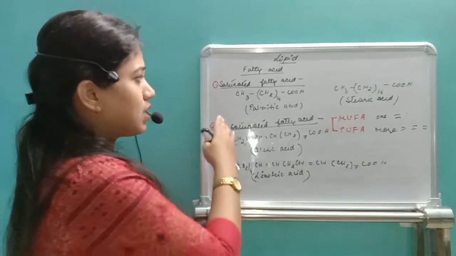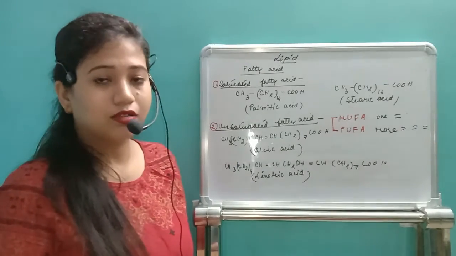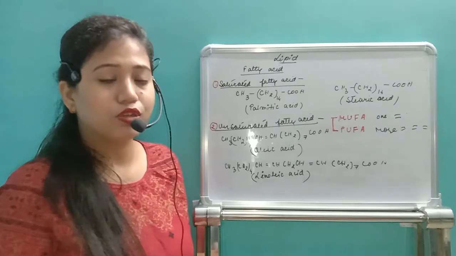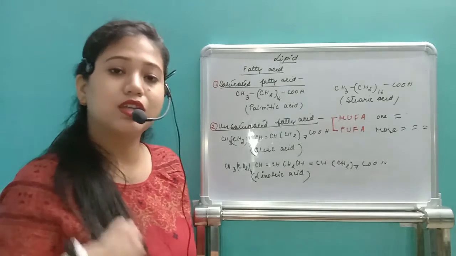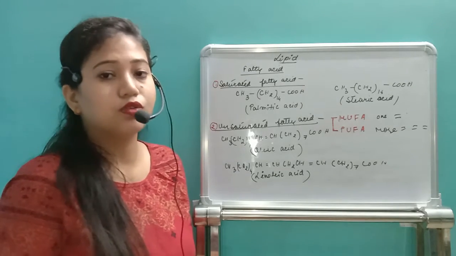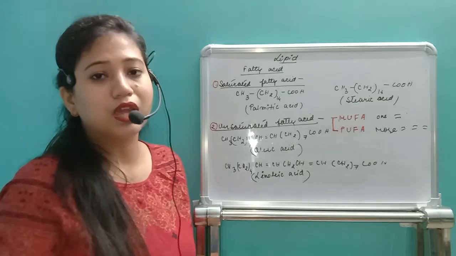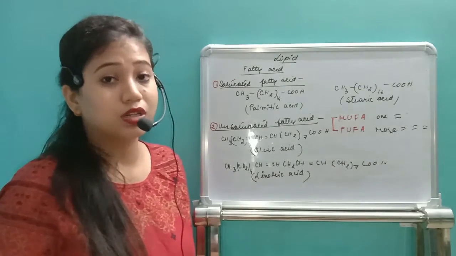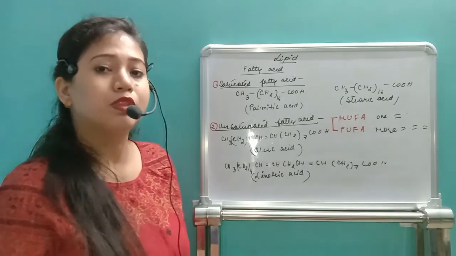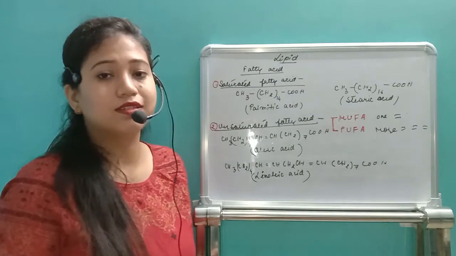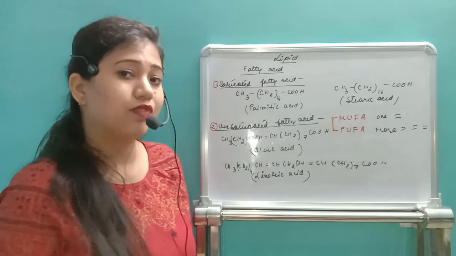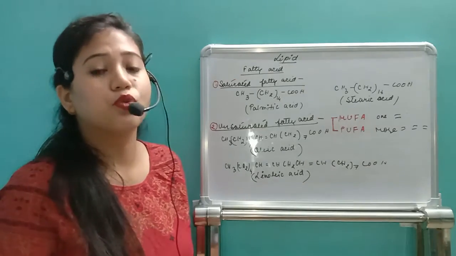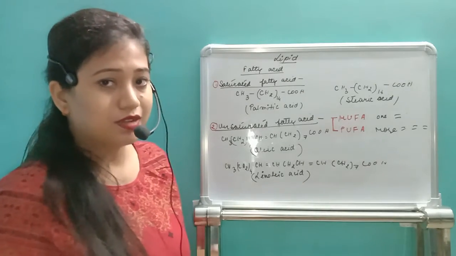So what happens if you take saturated fatty acid in your diet, in your food? It will directly get stored, because we don't have to convert it into any type of stable form. It is already stabilized, so that's why we can store it directly. Whenever we take food that contains saturated fatty acid, it is readily stored in our body. That gives us the fat.